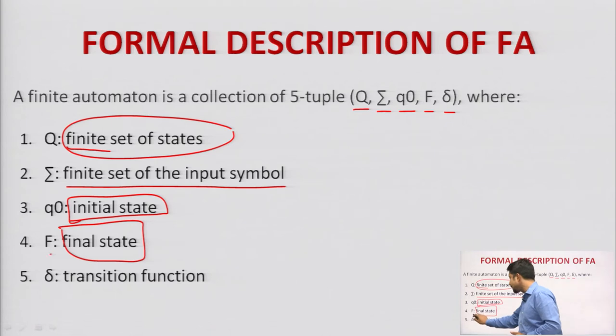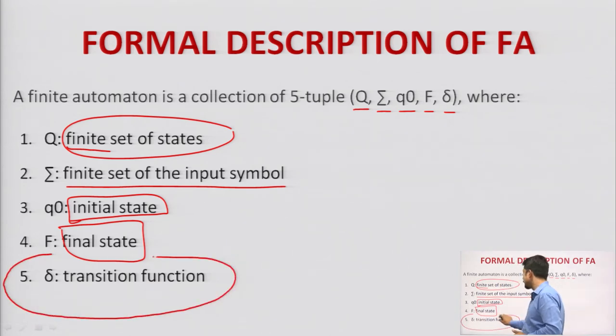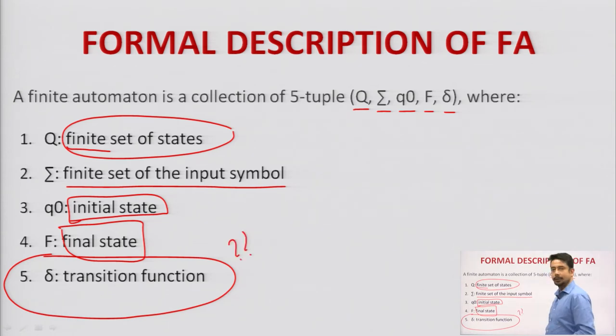And then finally, this is the part which you need to understand thoroughly: the transition function. Because the transition function is the one which generally describes the movement of the string from one state to another state, how this particular transition is going on. That we need to understand once we start constructing the finite automata. So, for the timing, we are marking this with a question mark. Now, let us go to the different formal descriptions of a finite automata.